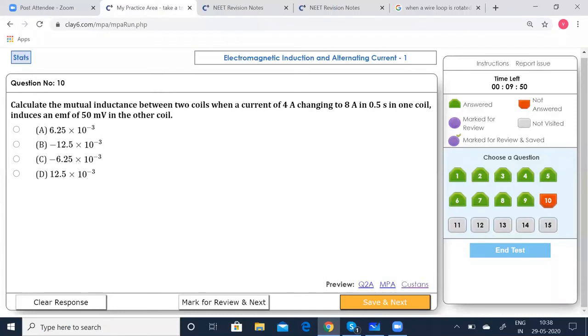Calculate the mutual inductance between two coils when a current of 4 amperes changing to 8 amperes in 0.5 seconds in one coil induces an EMF of 50 millivolts in the other coil. Change in current is given, time is given, induced EMF is given. So he is asking you to calculate the mutual inductance.